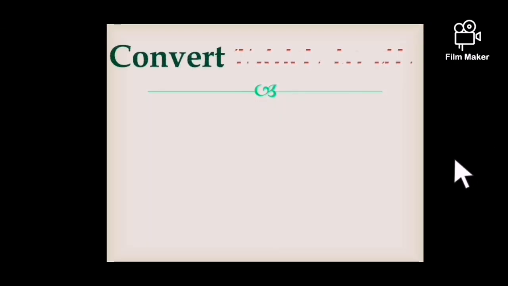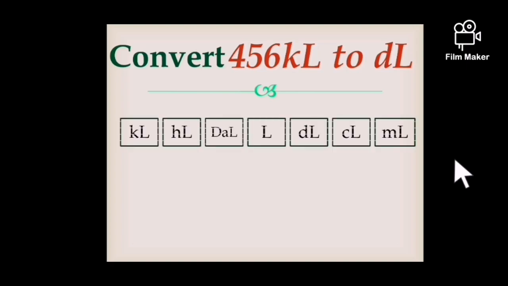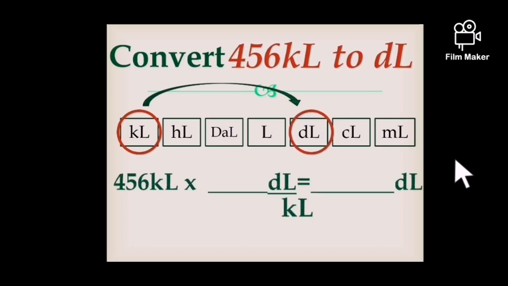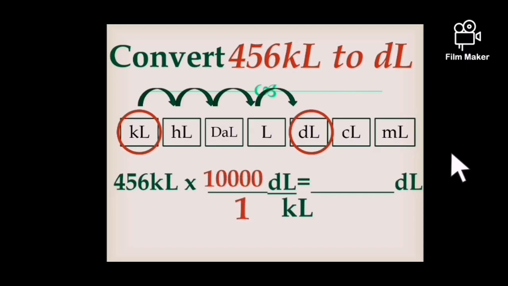So, let us convert 456 kiloliter to deciliter. From kiloliter to deciliter, we have 4 units away. So, we're going to multiply 10 4 times to itself. 10 times 10 times 10 times 10, that will be 10,000. So, the value of 1 kiloliter to deciliter is 10,000.